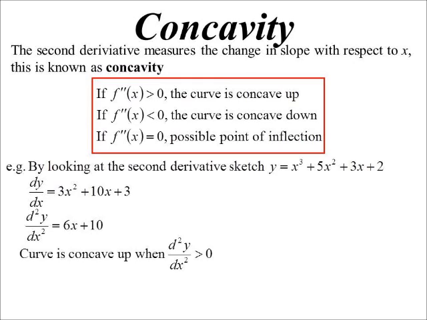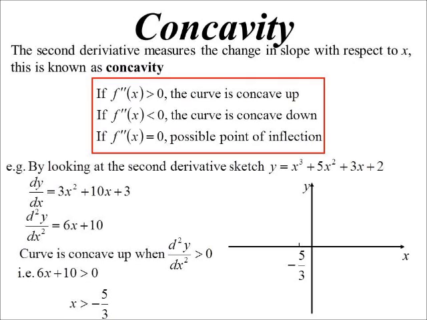So I know it's going to be concave up when it's positive. So solving that simple little inequality, I know, all right, for x values greater than minus 5 on 3, the curve is going to be concave up. And so logically, if it's less than minus 5 on 3, it must be concave down. So I can draw a very rough sketch. Well, there's minus 5 on 3. And as I say, an extremely rough sketch, but I know on the right-hand side of minus 5 on 3, the curve's concave up. On the left-hand side, it's concave down.